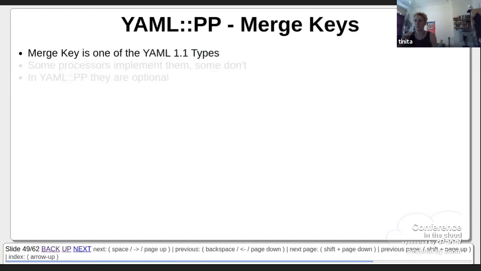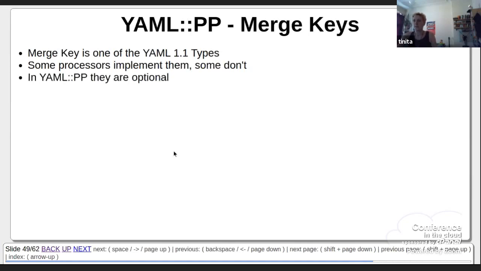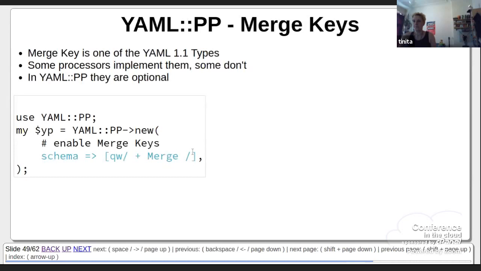It's one of the YAML 1.1 types, and some processors actually implement them and some don't. And in YAML PP, they are optional, so if you need them, you can enable them with the schema option.